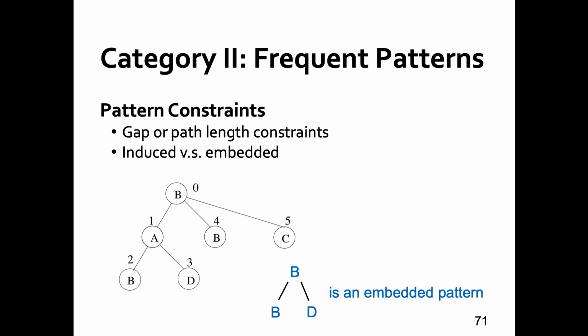In this slide, we show a tree-structured transaction, and we consider embedded patterns which only require the preservation of ancestor-descendant relationships between nodes. Then the pattern BBD is covered, even though it is not an induced subgraph of this tree transaction.